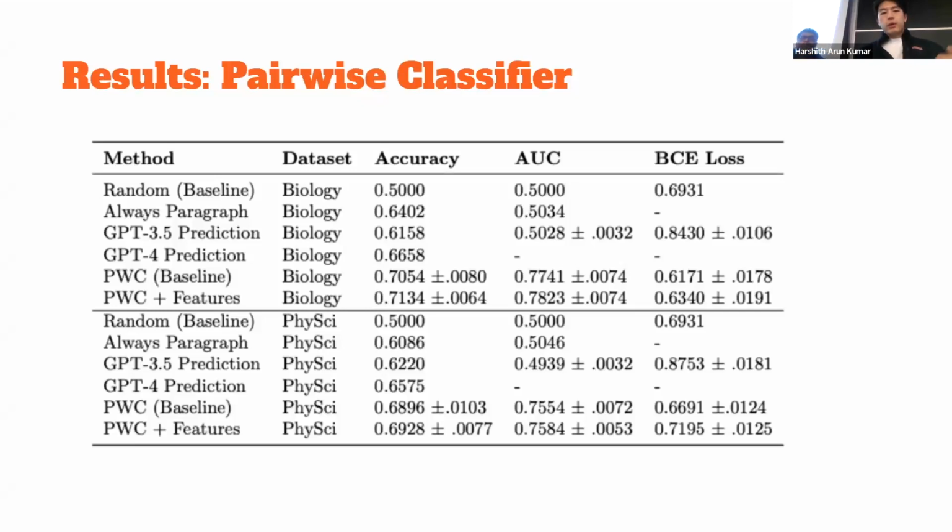So we wanted to compare it to a random baseline and always paragraph. The reason we have a method for always paragraph here is that, through our analysis, paragraph is actually the assistant type that gets selected the most. So if you just always select paragraph, it actually will give you the highest accuracy out of all the other assistant types. And here we also compare it to the GPT 3.5 and 4 predictions. As you can see, with our pairwise classifiers, the baseline is actually able to classify more accurately than all the previous GPT iterations, as well as the baseline.